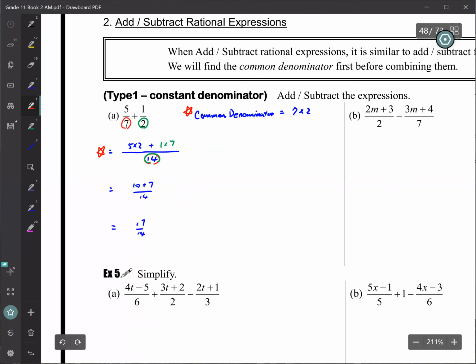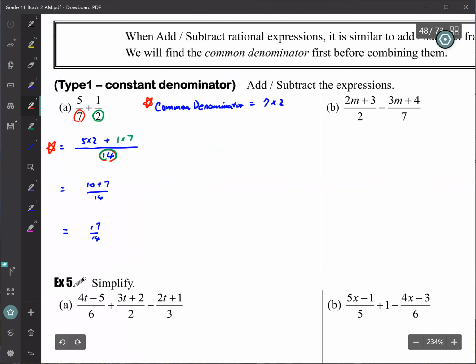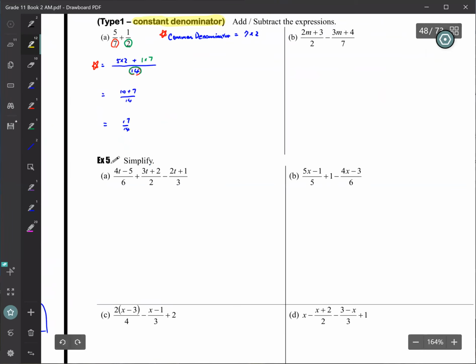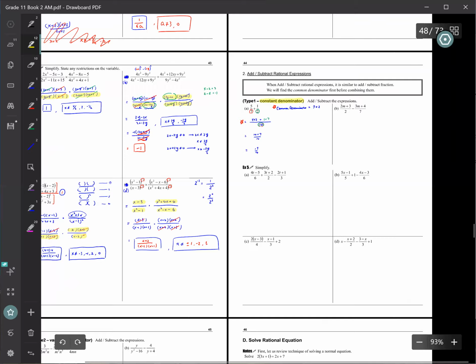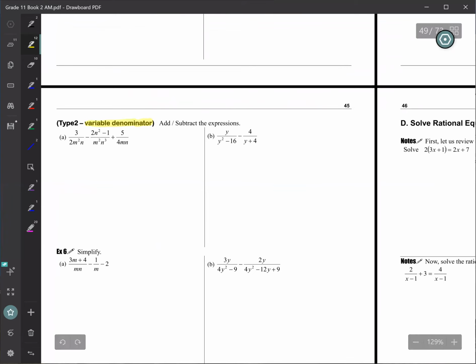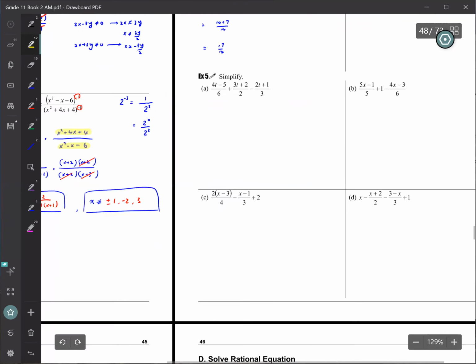So we'll try this one. This one I'm using the same denominator here. So this part is called type 1. Type 1 is saying it's a constant denominator. Constant means there's no variable. So on this page, all the denominators have only numbers: 2 and 7, 6, 2 and 3. If you look at type 2, you have a variable denominator. Sometimes you get variables. How do we get a common denominator? We'll look at that as a similar idea. So we'll start with this one.